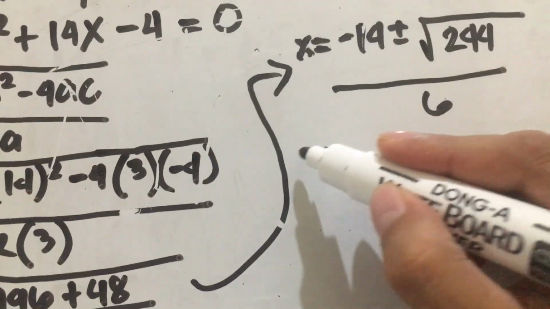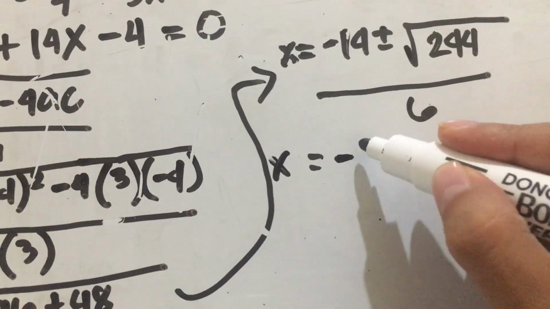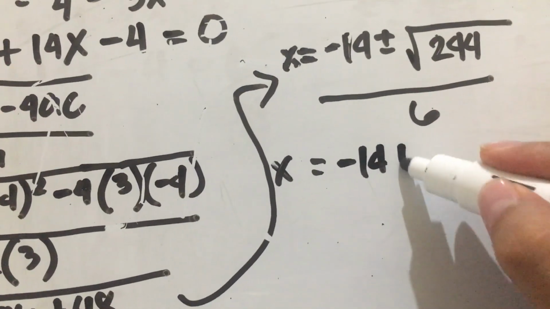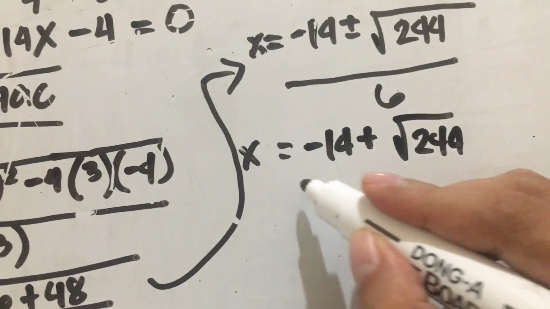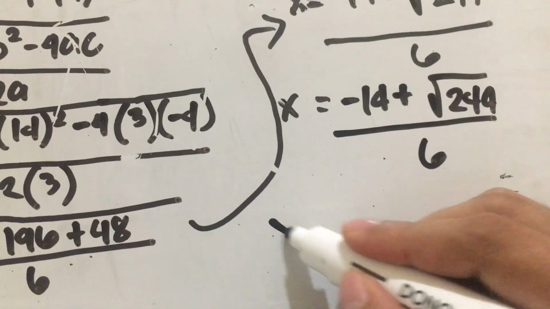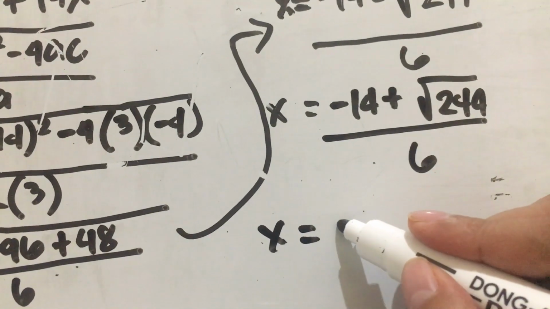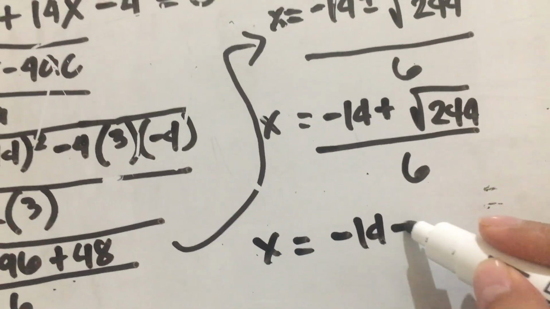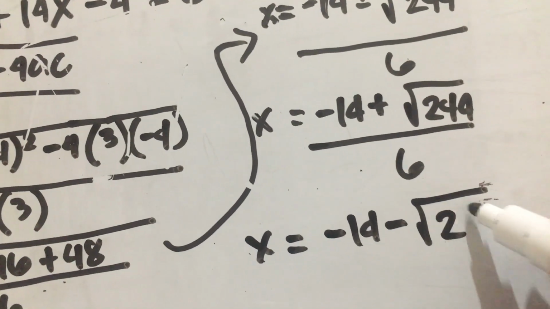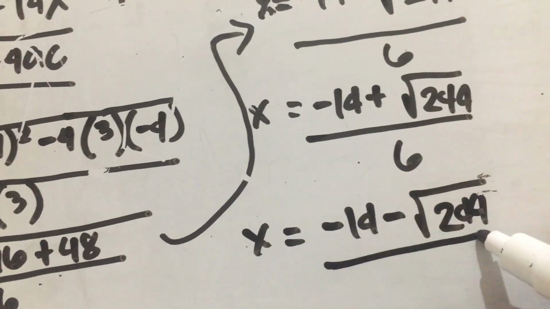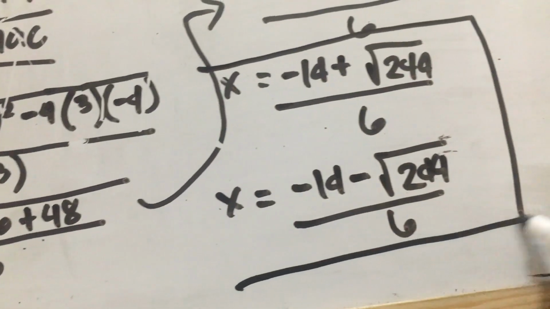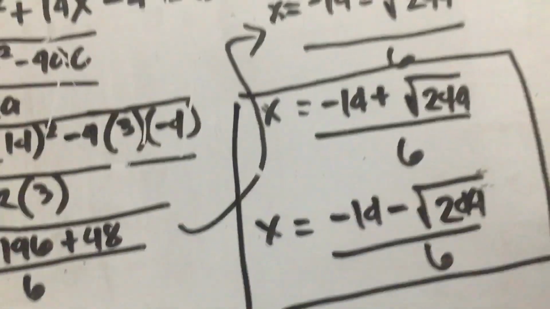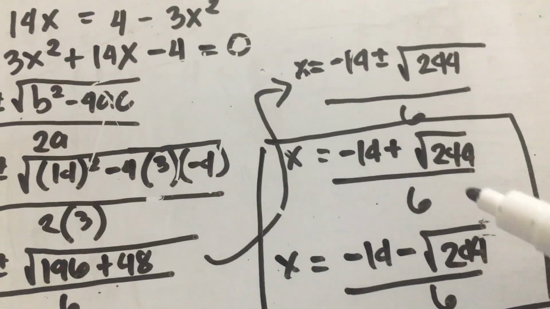So which means the value of the x is negative 14 plus square root of 244 over 6, as well as the other value, x is equal to negative 14 minus square root of 244 over 6. So these are the correct answers, or the values of your x.